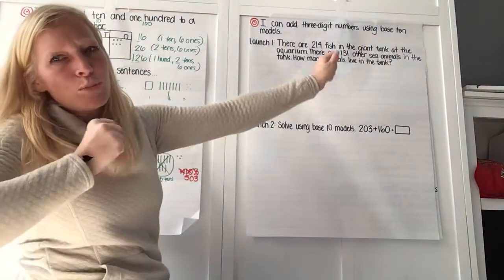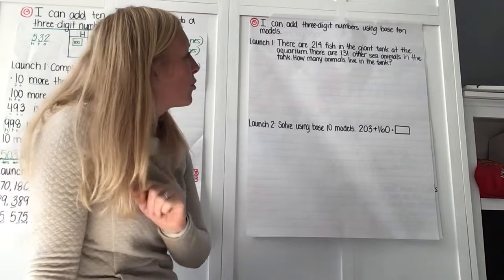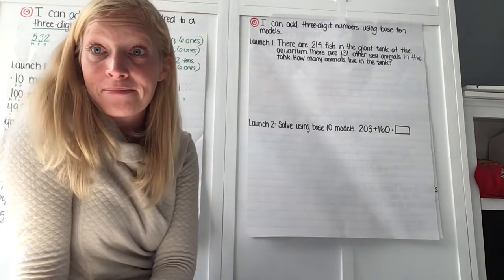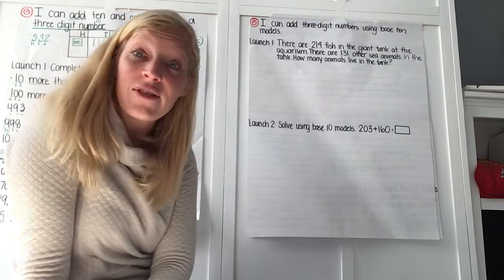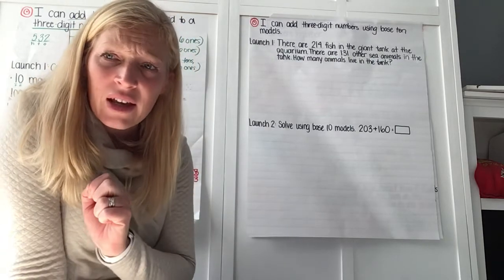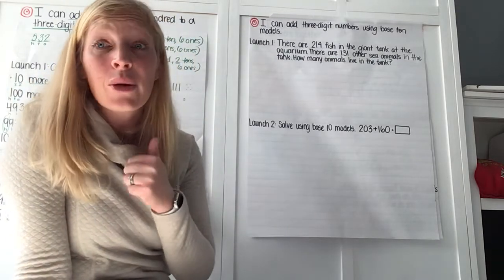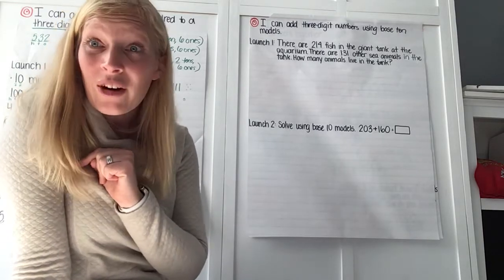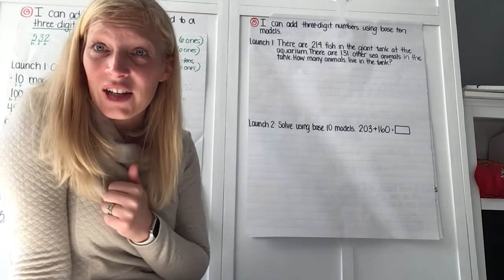I can add 3-digit numbers using base 10 models. Yesterday and even today, I was showing you that last little bit. We were using number lines, we were using equations, we were using base 10 models. But we were adding 3 digits and 2 digits.